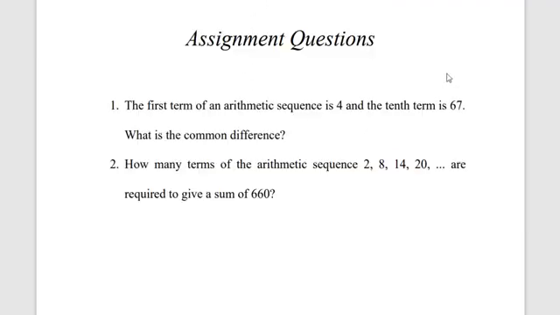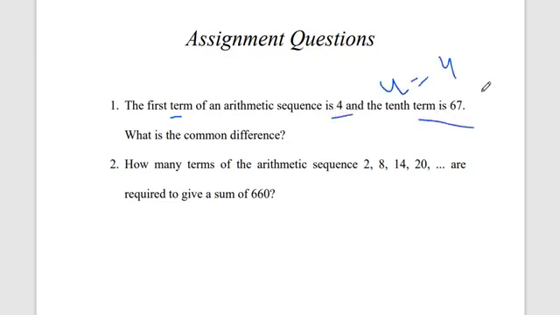Now, your today's questions. I have made two questions for today's lecture. The first one is easy, but the second one is somewhat difficult. The first one: the first term of an arithmetic sequence is 4, a is equal to 4.